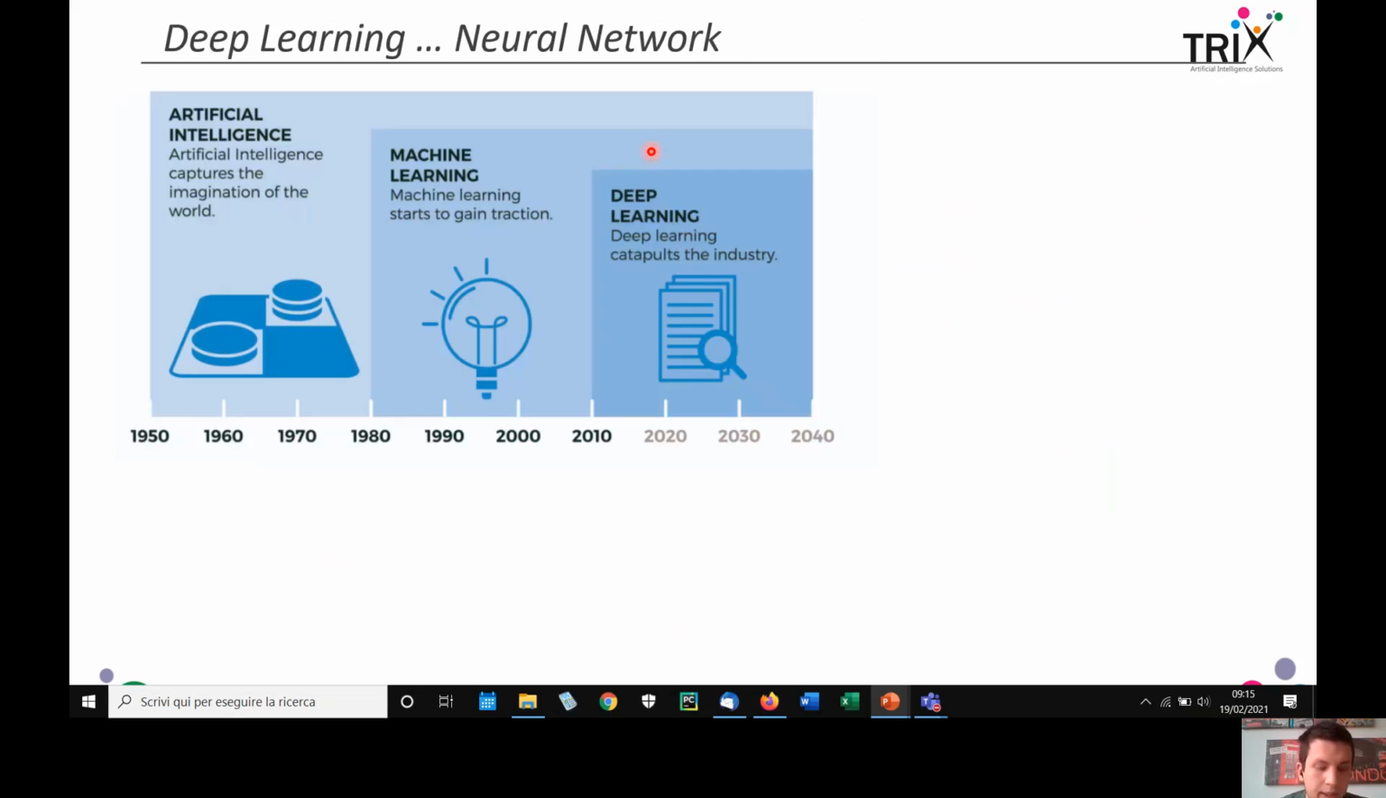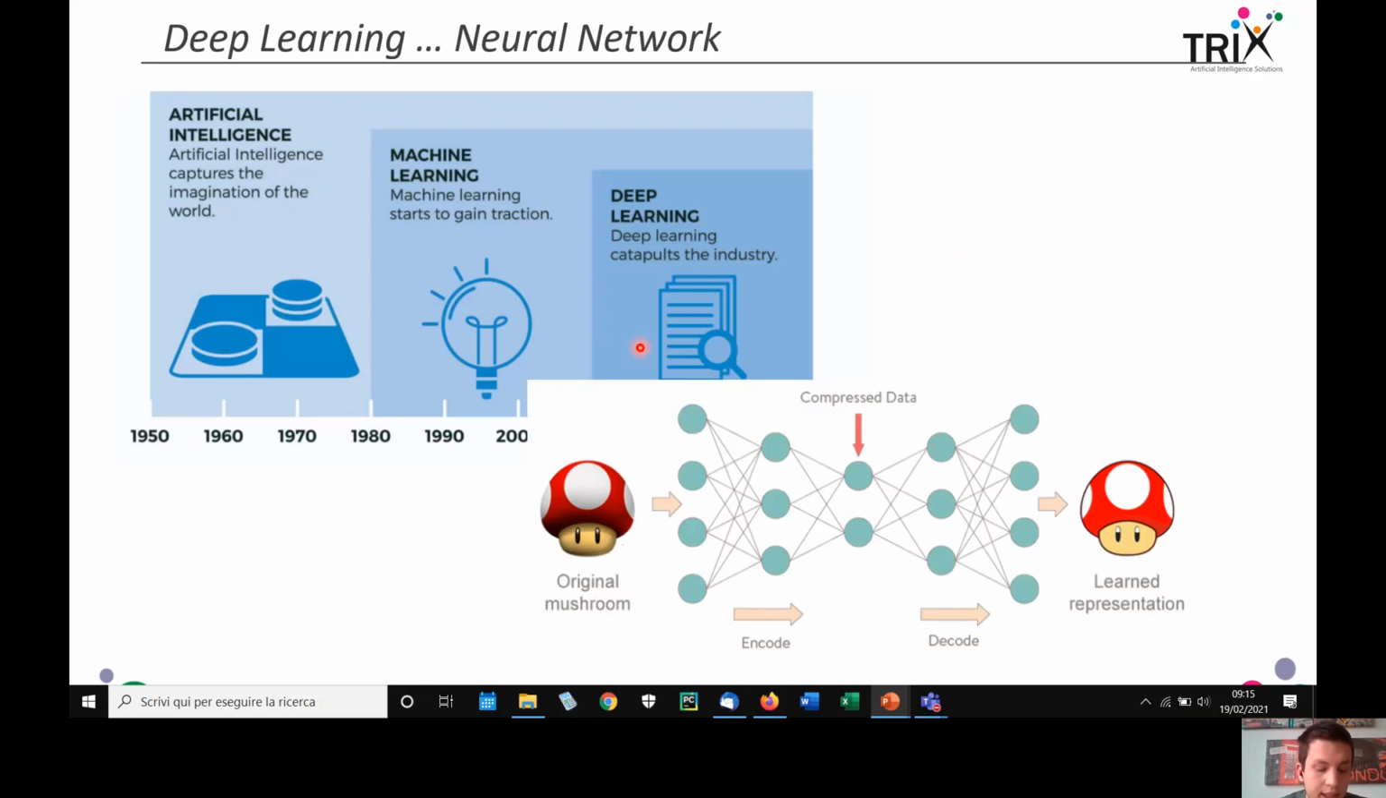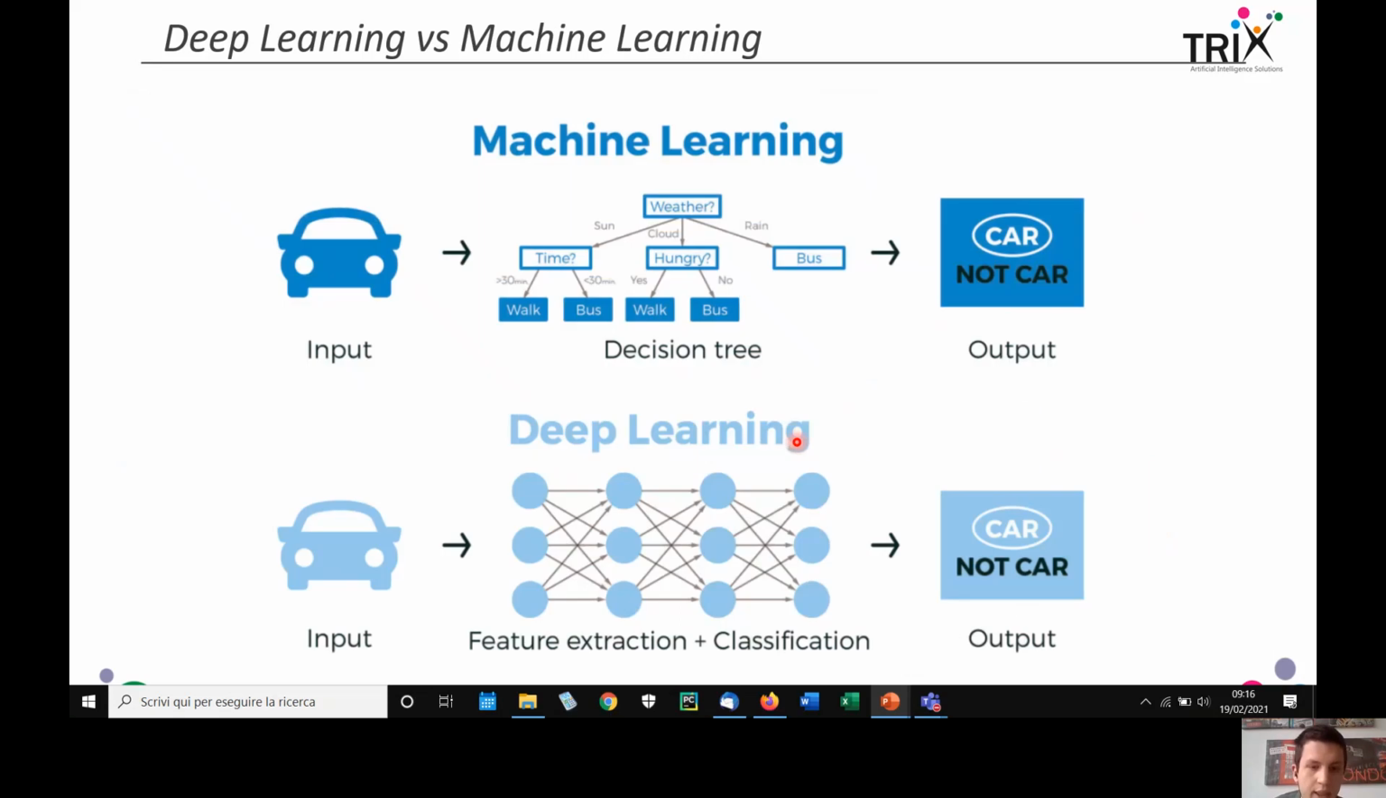A new step in machine learning is called deep learning. It is a recent evolution from 2010. It is a newer system and is based on a neural network. The difference between classical machine learning and deep learning is in the structure. Machine learning is based on a tree structure called the decision tree, with accurate and differentiated phases, the first, second, and third level.